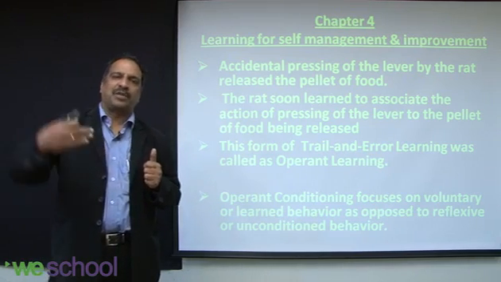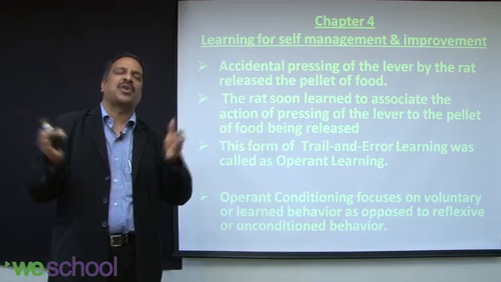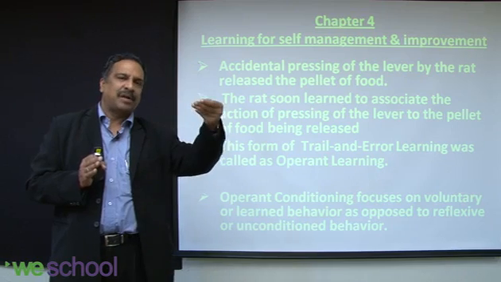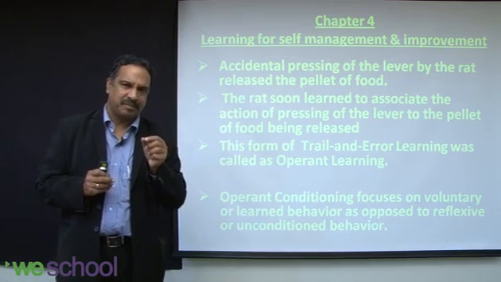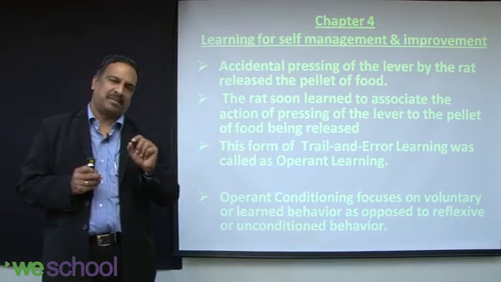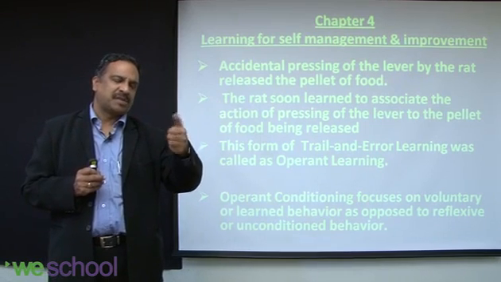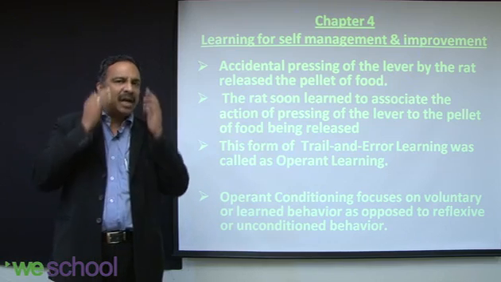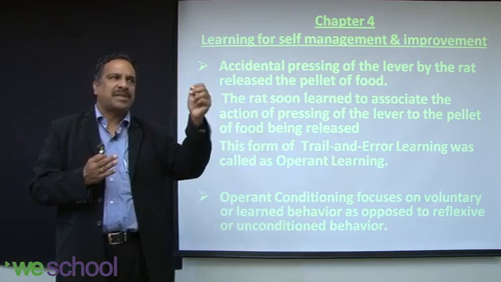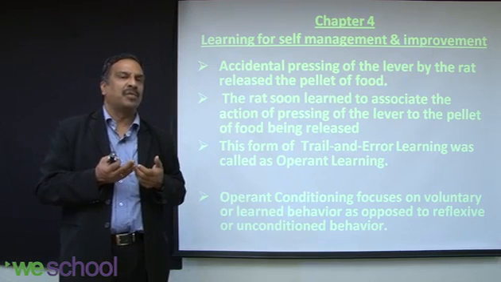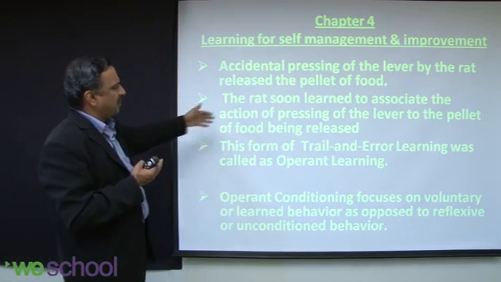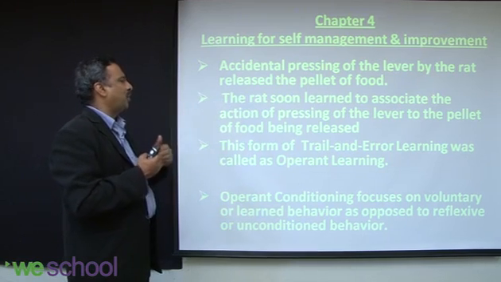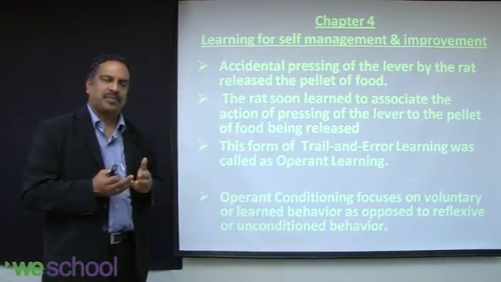There was a rat which went through a very long path in a box called a Skinner box, devised by Mr. B.F. Skinner. At the end of the box, there was a small lever. A piece of food was kept there. The lever was pressed from outside and the food fell into the box, and the rat ate it. It got associated with the fact that pressing of the lever will give the food. The rat soon learned to associate the action of pressing the lever with the pellet of food being released.